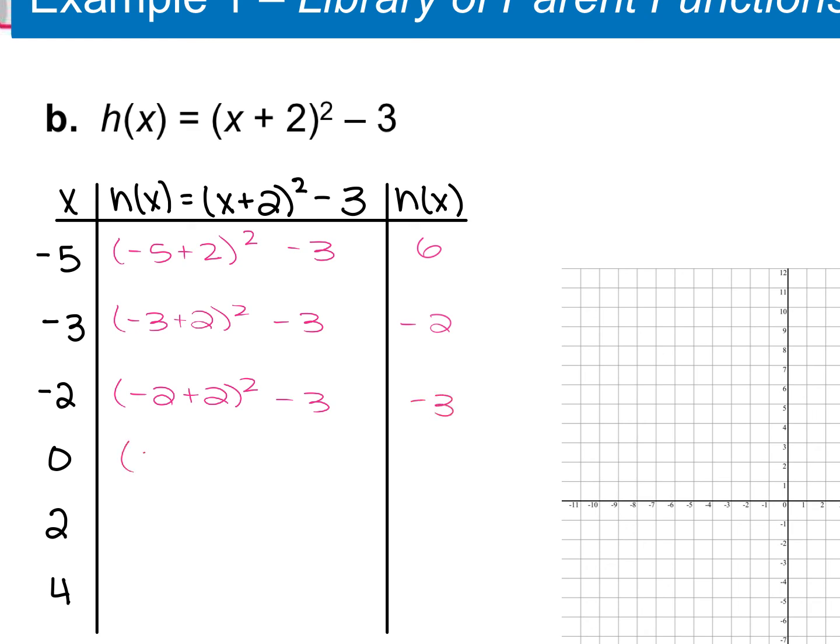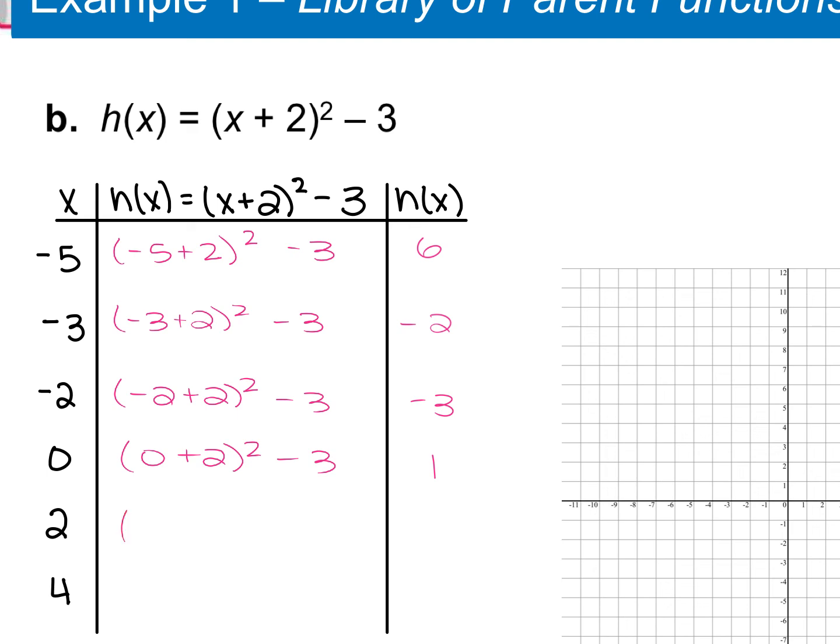Next is 0. So that's (0 plus 2) squared minus 3. 0 plus 2 is 2. 2 squared is 4. 4 minus 3 gives us 1.